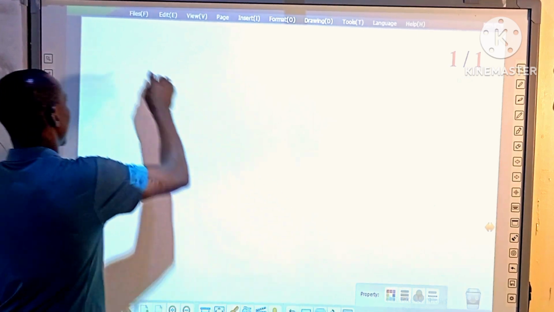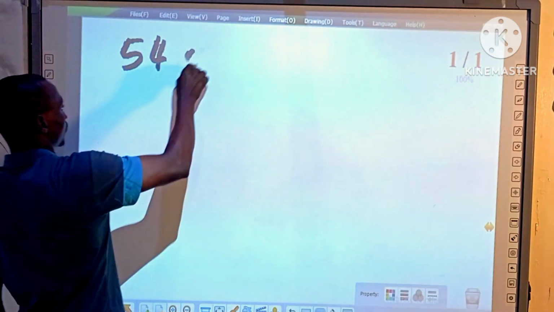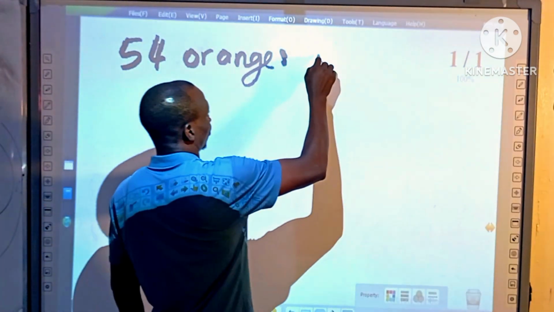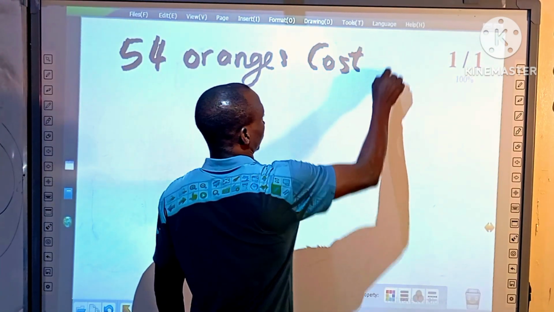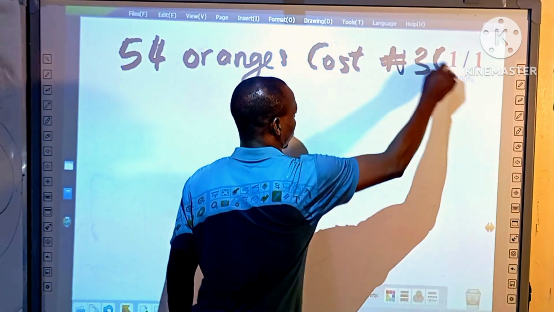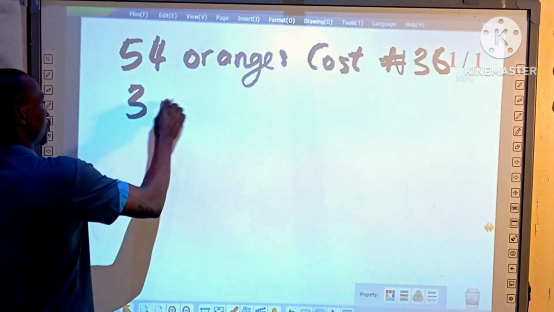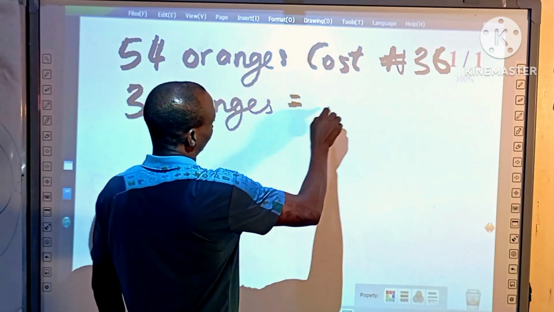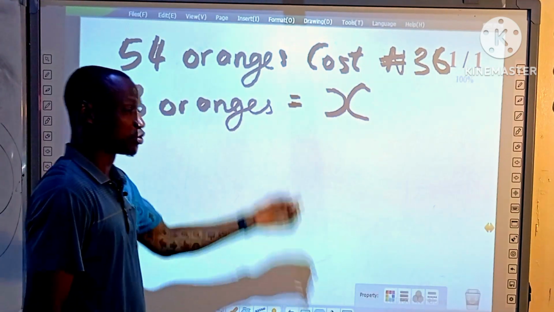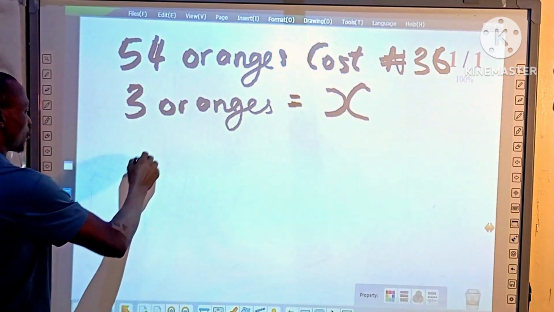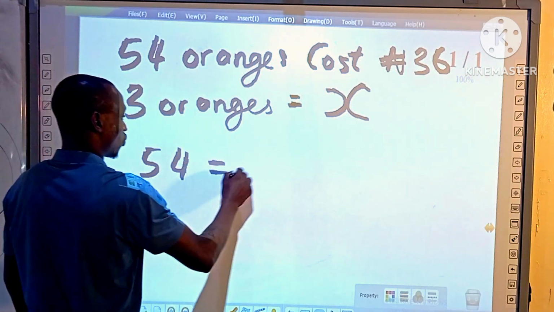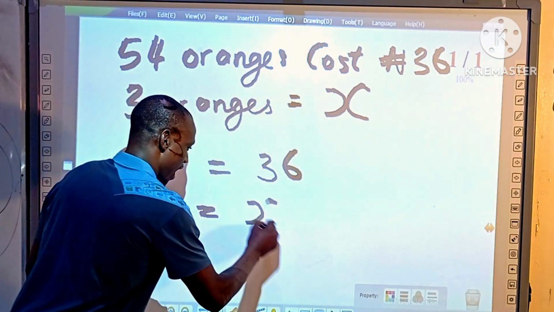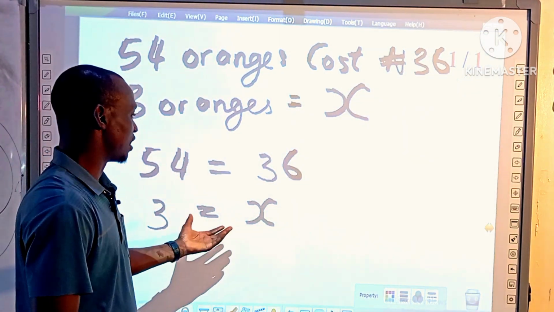So in our question, 54 oranges cost 36 naira. Now we're asked to look for the cost of 3 oranges. In this case, the cost of 3 oranges we don't know, so we'll put a variable x. Now when writing equations like this, you write them out: 54 is equal to 36, and 3 is equal to x.